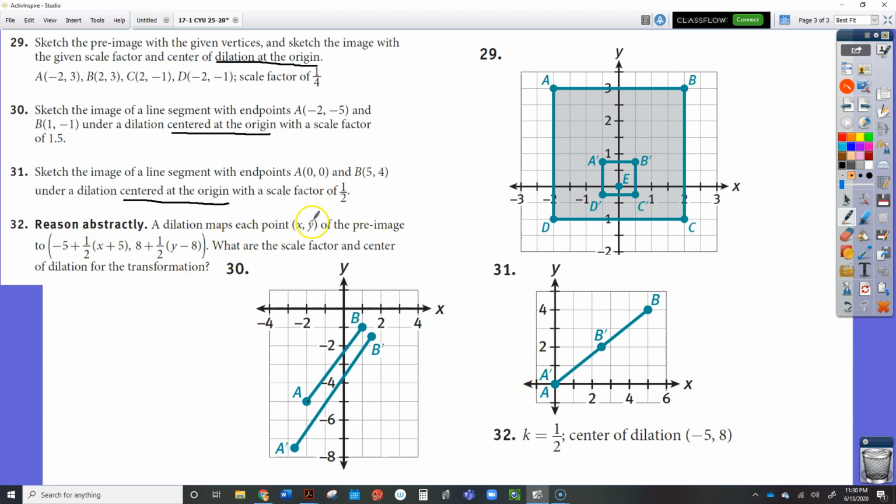Okay, this one says we've got a point, but they're not going to tell us where it is. What is the scale factor and the center of dilation? So you've got to be able to look at this and say, oh, this is my A, this is my K, and this is my A. This is my B, this is my K, this is my B. So the point that we're looking for is the point A, B, and K is equal to 1/2. So the point is -5, 8. So the center of dilation is -5, 8, and the K is 1/2, and that's what they have right there.